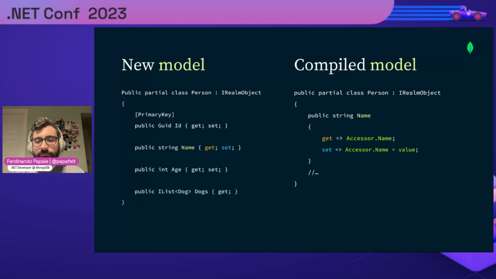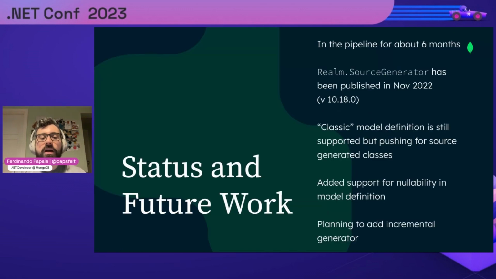Okay, so we worked on the switch from weaving to, let's say, mostly source generation for about 6 months, and we published our first version of the source generator in November 2022. So now it's 1 year ago.